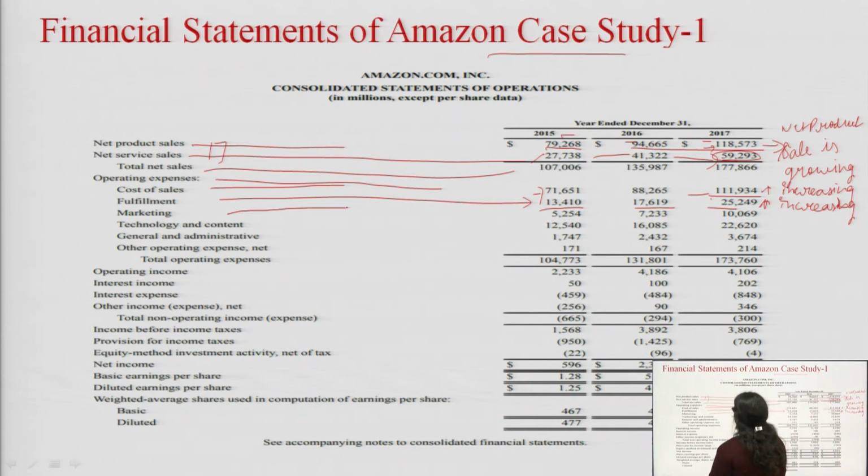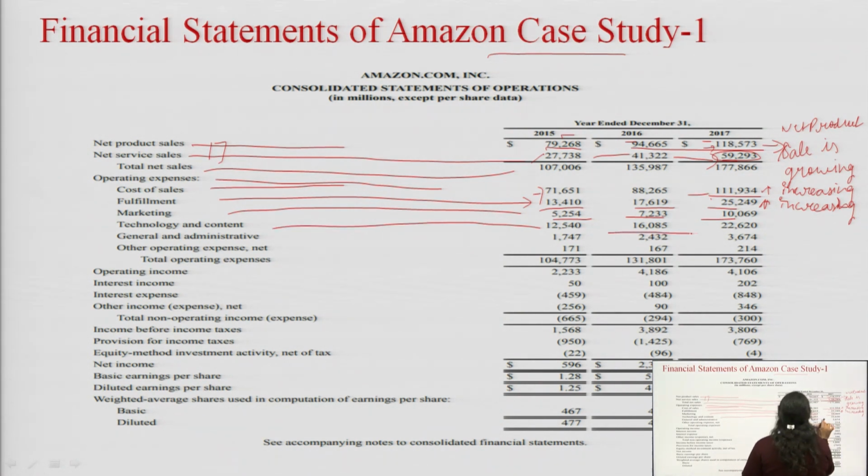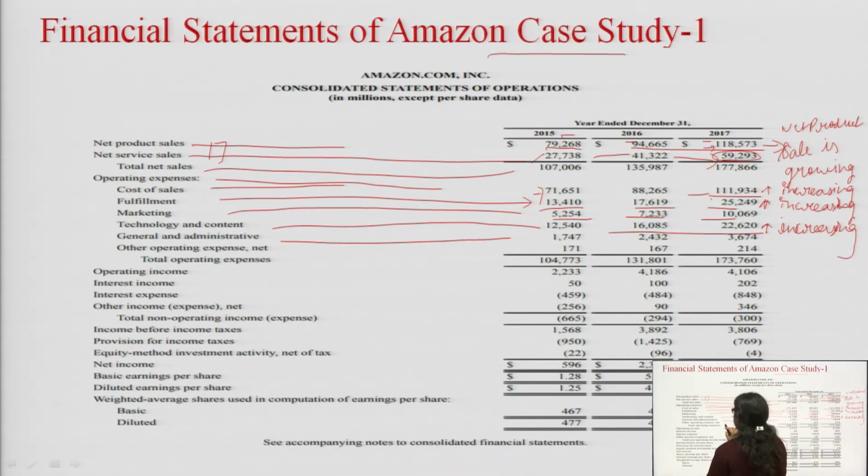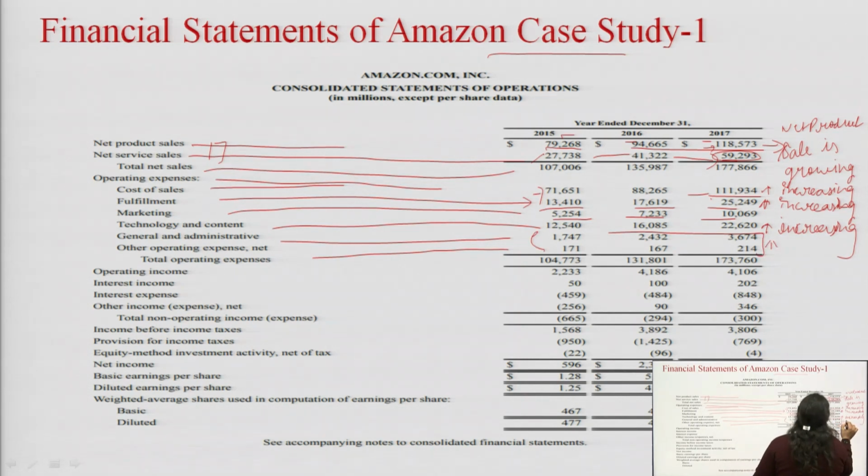For marketing, they are now spending more money on marketing, technology and content, and it is also increasing. General and administration expenses and other operating expenses also tend to increase. As we know that the sale has increased from 2015 to 2017, it is very obvious that the expenses will definitely grow.